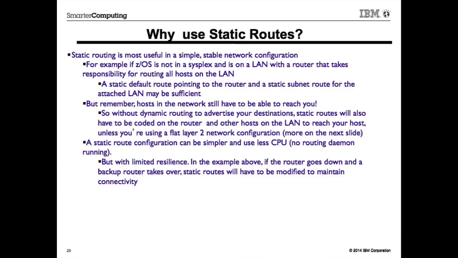In the example above, if you were on a LAN with a router, then you had a default route to the router, trusting him to take care of everything. If that router goes down and the backup router takes over, you have to reconfigure your static routing table.